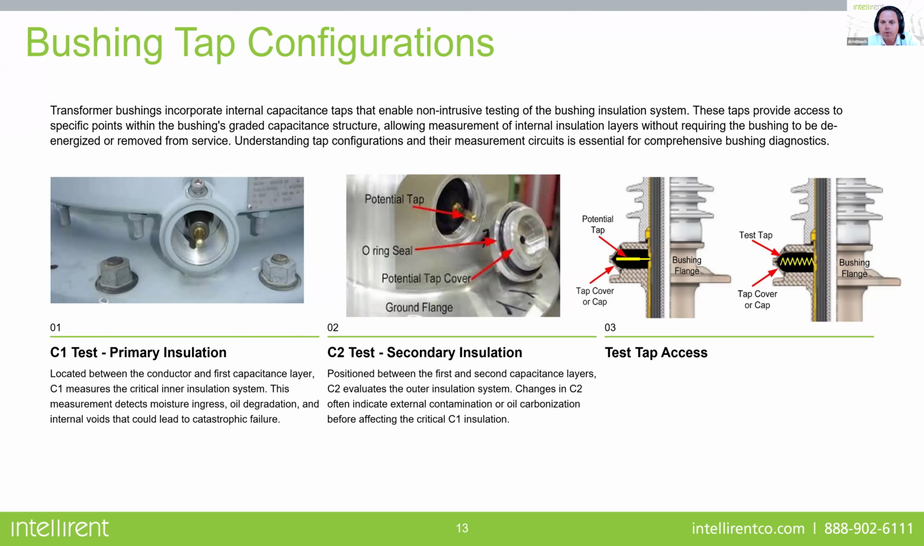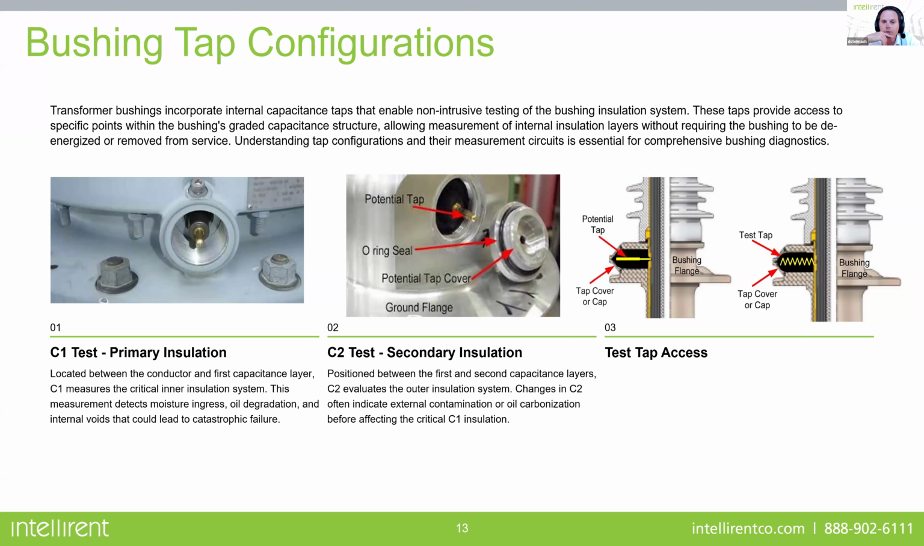When it comes to bushings with higher voltage bushing class, they'll have these taps, a test tap and a potential tap. And we break that bushing insulation into two parts. You have what's called C1, that's your main insulation from the center tap to the test tap. And it's basically paper foil, paper foil, paper foil. We want to measure that. That's the critical part of it. And then the C2, which is basically from that test tap to ground, which is mainly that oil.